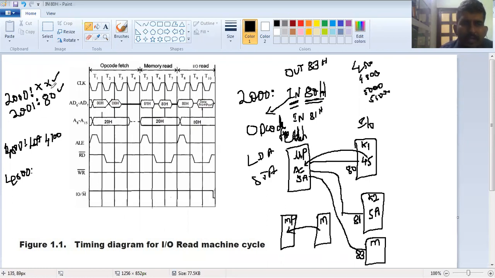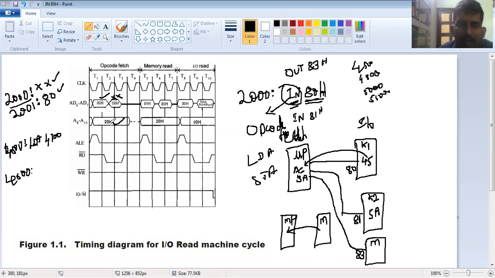So this x-axis, according to machine cycle, what machine cycle will come for x-axis? Opcode fetch. Very good. So at 2000, at 2000 double X, here they have mentioned DB. This DB is the exact machine code for that IN. But you don't need to remember this. So you can put XX.